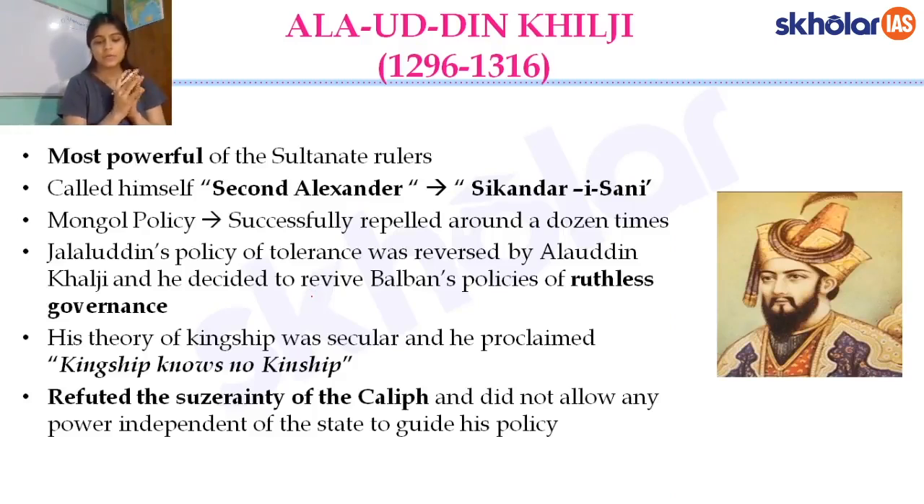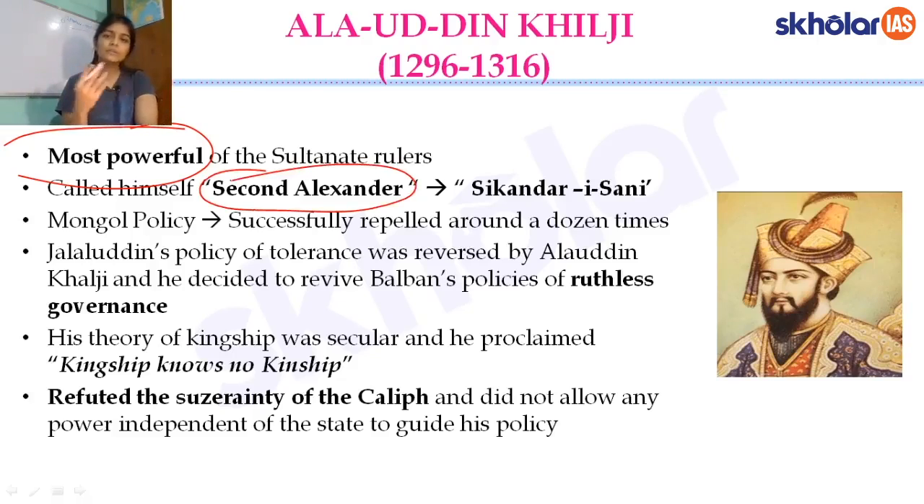Alauddin Khilji, you see, was the most powerful of the Sultanate rulers. Not just the Khiljis, but the entire Sultanate. Of those 5 dynasties, Alauddin is the most powerful ruler, and he calls himself the second Alexander. Why Alexander? Because we know that Alexander was the world conqueror, who went on to conquer the world, and he was undefeated everywhere, right?